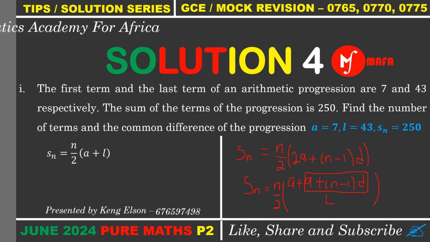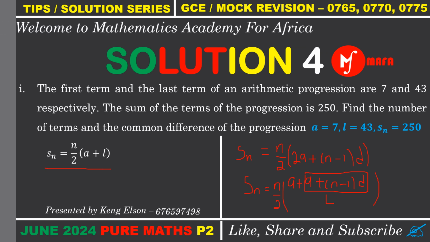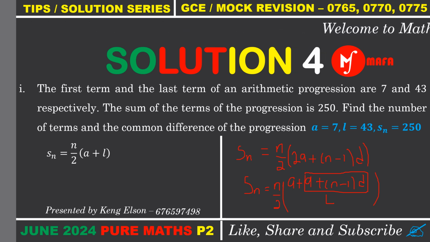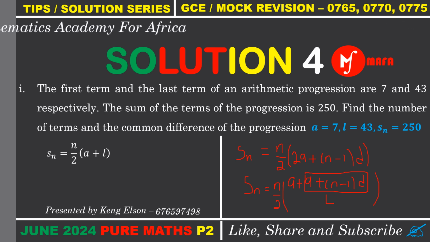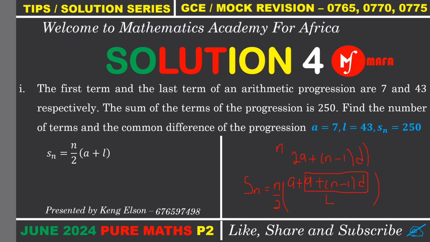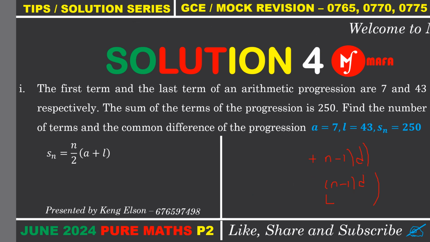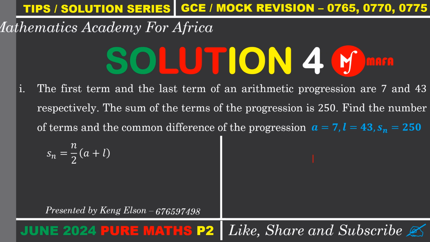So this is a second formula we can use, because in the question we don't have the common difference. We need to find the common difference, so we cannot use the first formula. We are going to use the second one that has the first term and the last term. So that was just a recap of a little concept in sequences and series.